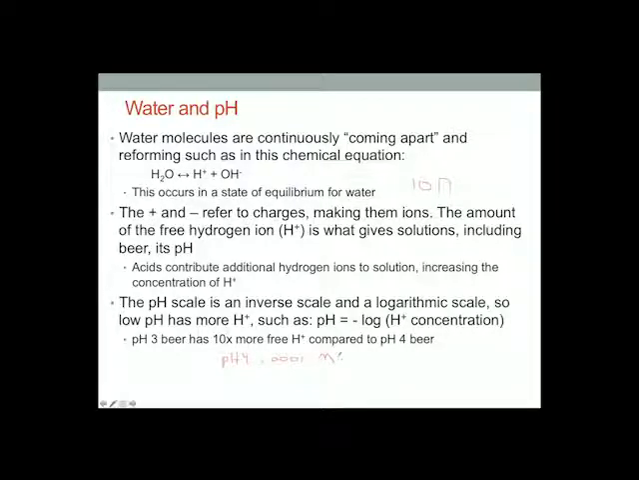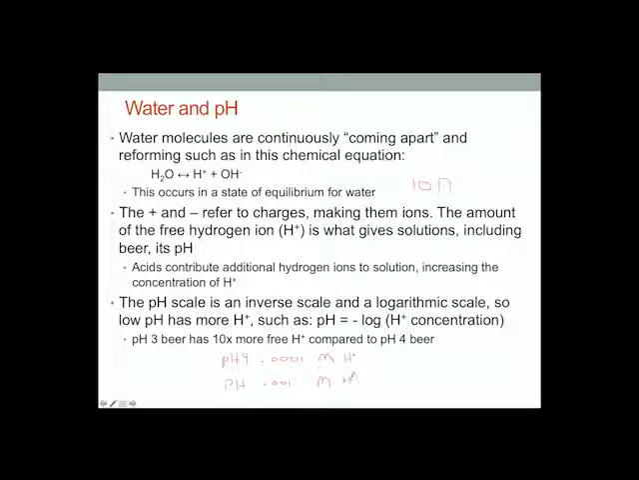a beer that's at pH 3 has 0.001 moles per liter of hydrogen ions. And so that's where the tenfold, or 10 times, difference comes in.